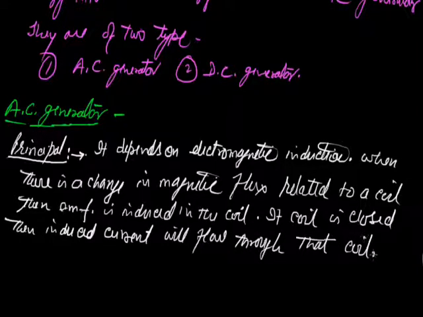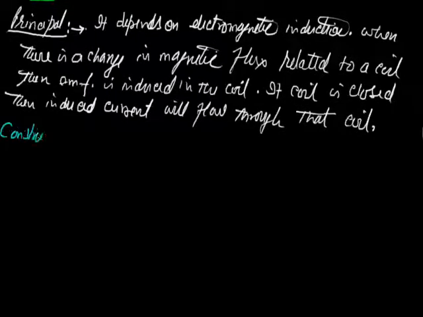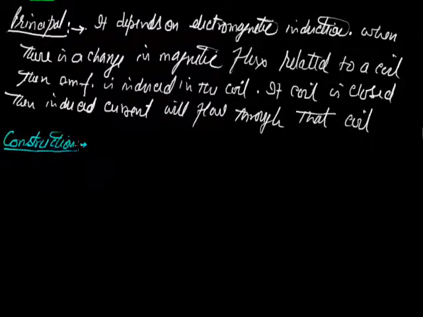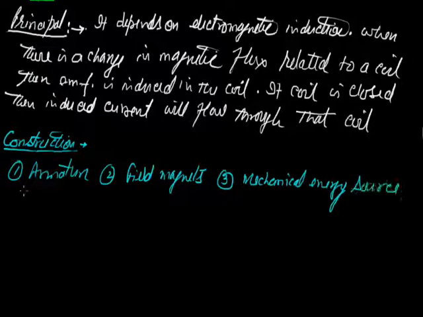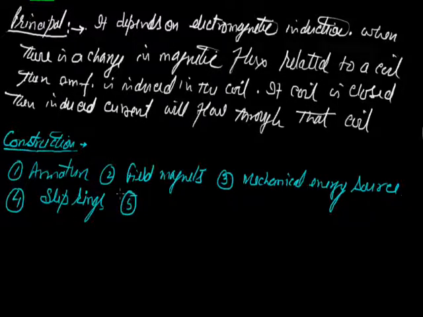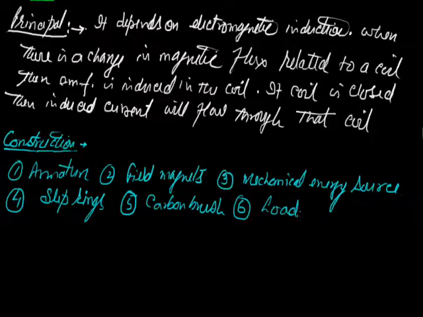Now the construction of the AC generator. What are the main parts of the AC generator? Number one is armature. Number two is field magnets. Number three is mechanical energy source. Number four is slip rings. Number five is carbon brush. And number six is load, where the energy is used.